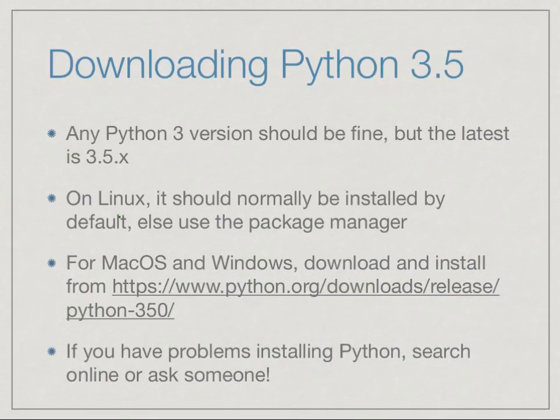Now, if you're using a Mac or you're using Windows, then Python may or may not be installed, especially Python 3 may not be installed on your system. So there is a URL given here. If you search on Google, you will find it. Just search for Python 3.5 install or download and you will get to this URL. So www.python.org downloads release Python 350. So 350 is really referring to 3.5.0. So actually the current version, as I said, is not 3.5.0 but 3.5.2.